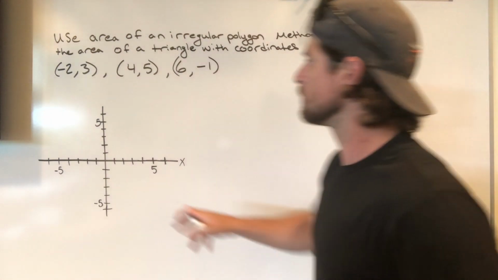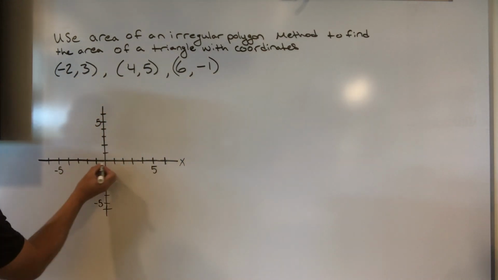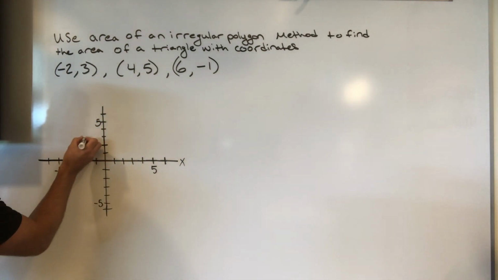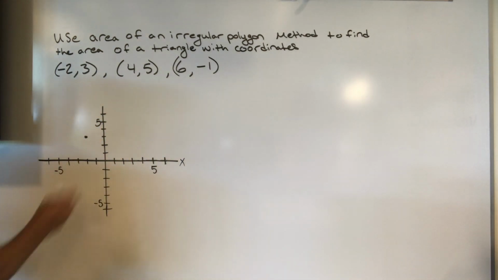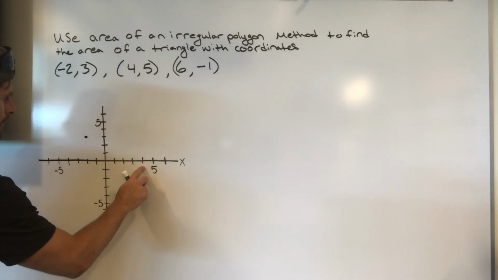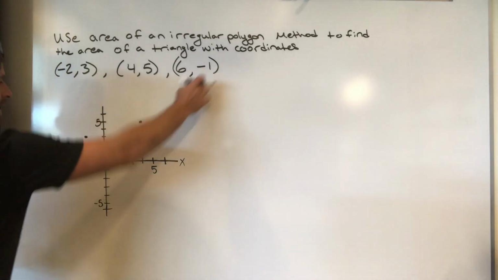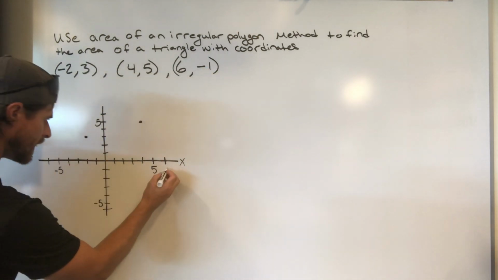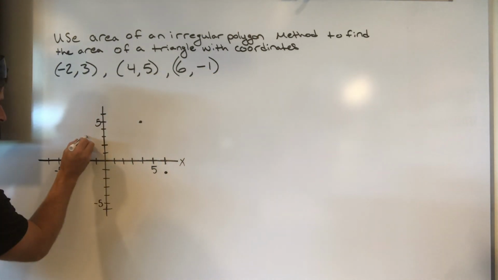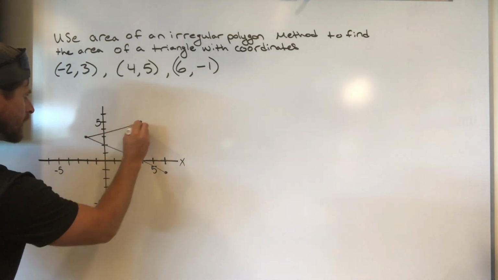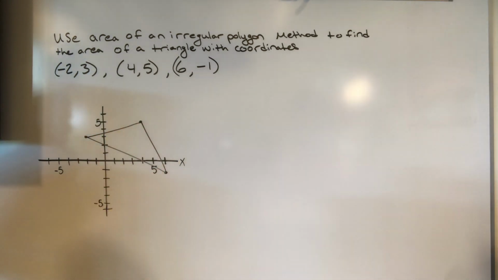All right, let's start by graphing -2, 3. So I'm going to go 2 to the left, 3 up, place a dot right there. 4, 5 is going to be 4 to the right, 5 up, place that dot right there. 6, -1, that's 6 over, 1 down. We're going to place that dot right there. So here's the triangle. This is the irregular polygon we're trying to find the area of.